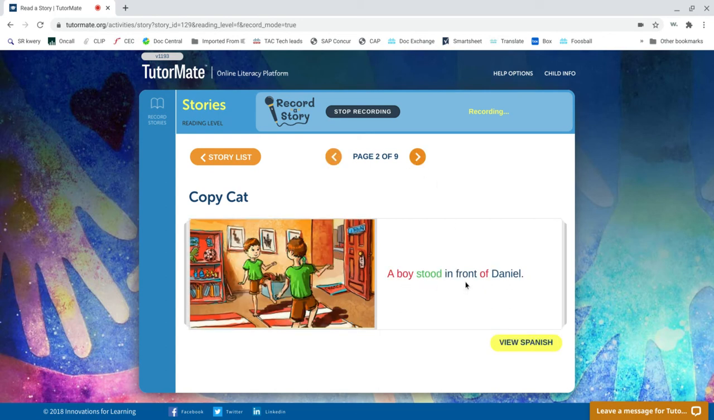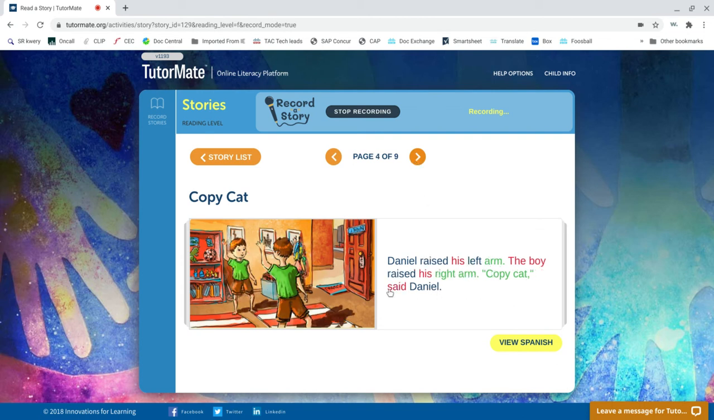A boy stood in front of Daniel. Daniel lifted his right leg. The boy lifted his left leg. Copycat, said Daniel. Daniel raised his left arm. The boy raised his right arm. Copycat, said Daniel.